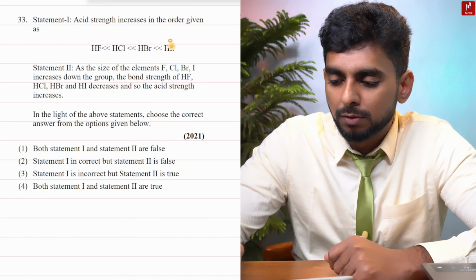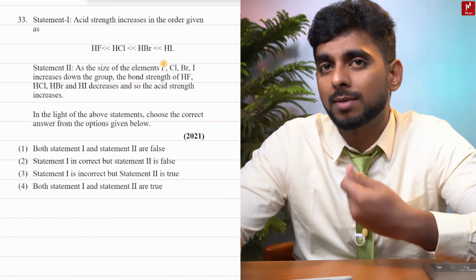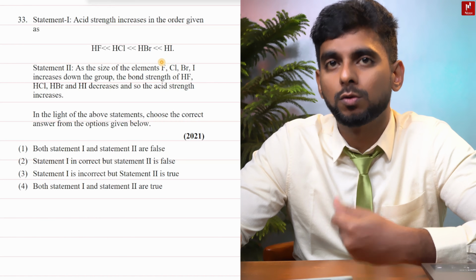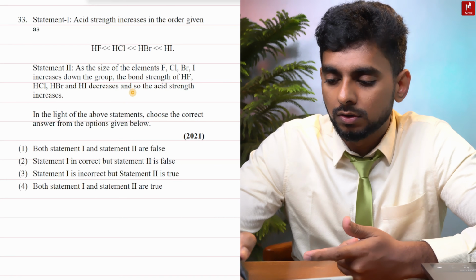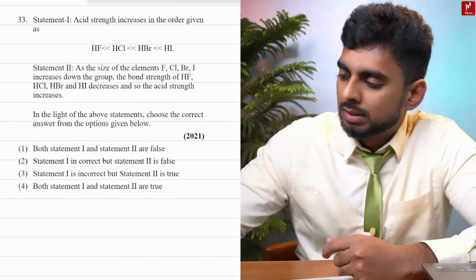As it is easy for me to break this hydrogen and then the iodine, I'll be able to produce more amount of stable H plus ion, which will be ready to react with the base. Right? So the acidic strength increases. So that's the logic. So the logic in itself is correct.